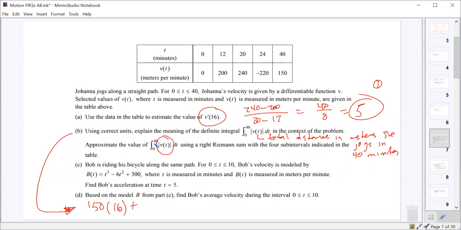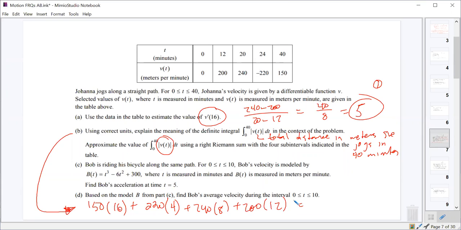The height of this one is not negative 220, though, it is positive 220, right? Because it says the absolute value of v of t. So 220 times that interval, which is 4. So be careful with that. If they have you do the absolute value, make sure you take any negatives and turn them into positives. Next one should be 240 times 8. And the last one should be 200 times 12.